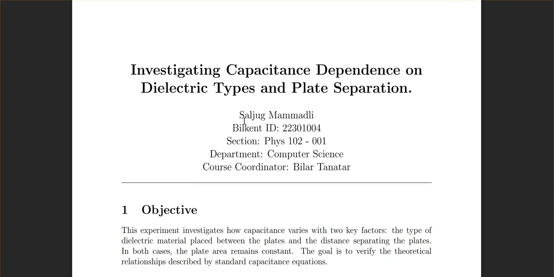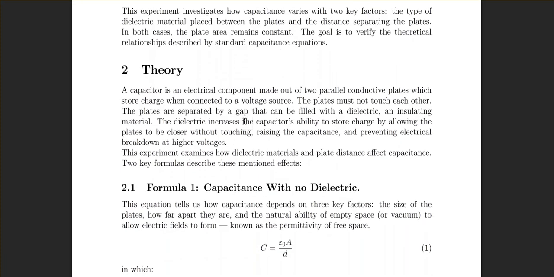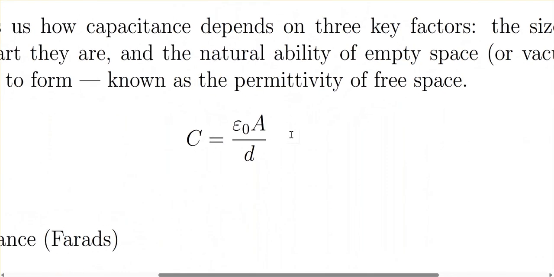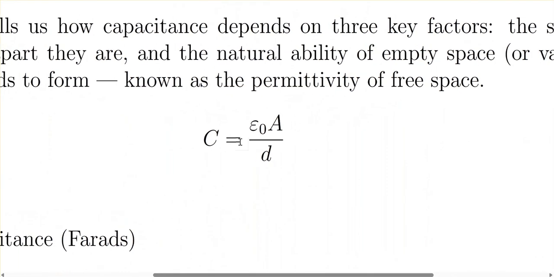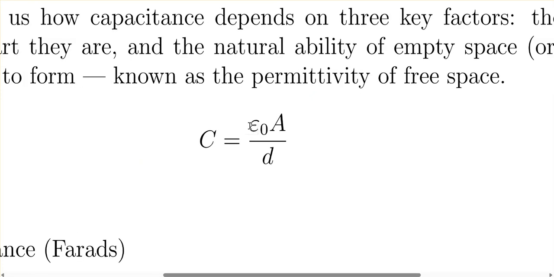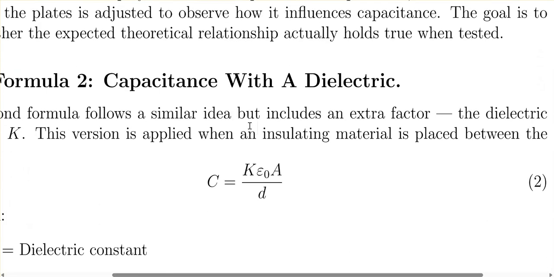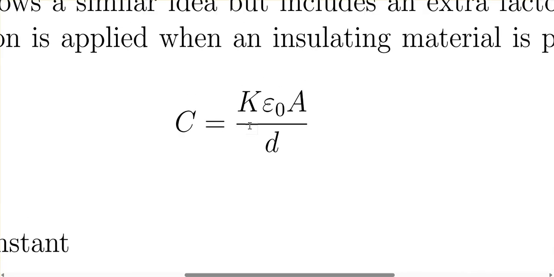The equation for a parallel plate capacitor without any dielectric is, as you can see, this, where C is the capacitance, ε₀ is the permittivity of free space, A is the area of the plates, and d is the distance between them. When we place a dielectric between the plates, the equation becomes like this, where K is the dielectric constant of the material. This means that a better dielectric increases capacitance, and increasing the plate separation decreases it.